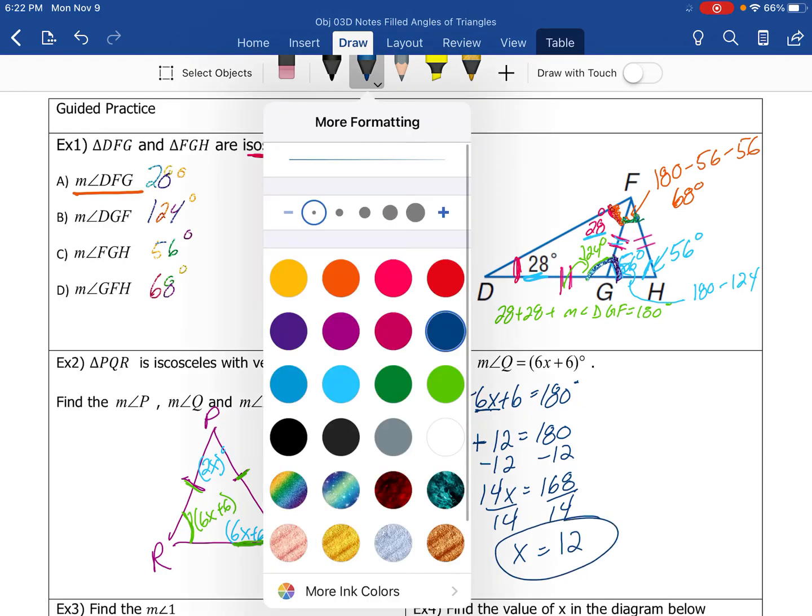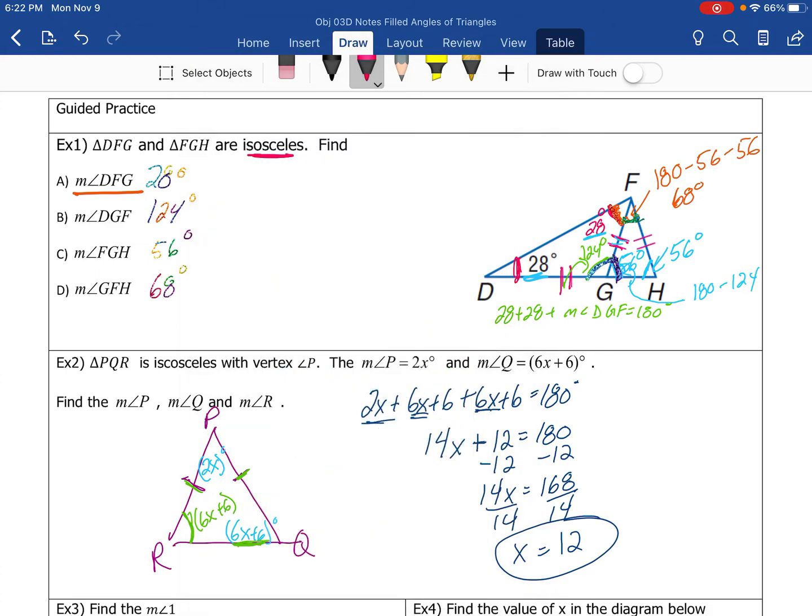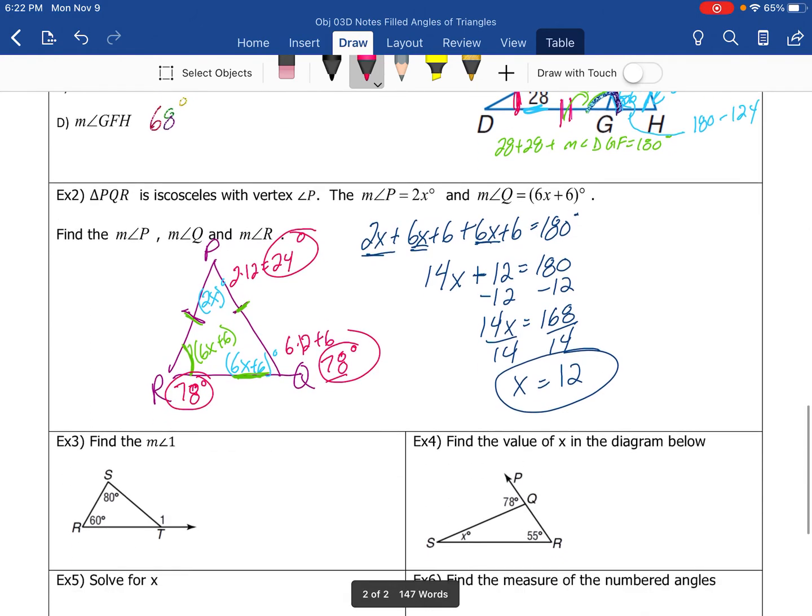Knowing that x is 12, let's do pink. So this is going to be 2 times 12, which is 24 degrees. This is going to be 6 times 12 plus 6, which is 72 plus 6, which is 78 degrees. And the same thing for this one over here was also 78 degrees. And those are your 3 angles.